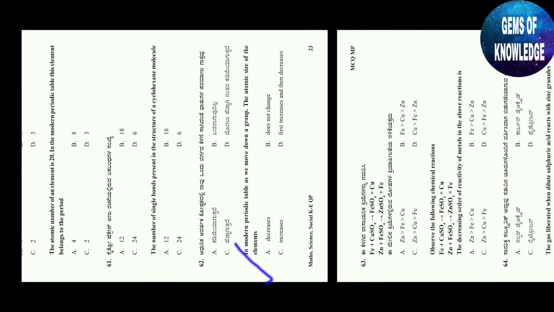Okay, so next question you can see 62. In the modern periodic table, as we move down the group, the atomic size of the element. So what will be the atomic size of the element when we move down the group? So here the answer is the atomic size will increase. So the C1 option will be correct here. Atomic size increases as we go down the group.